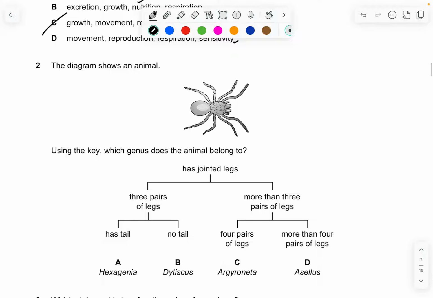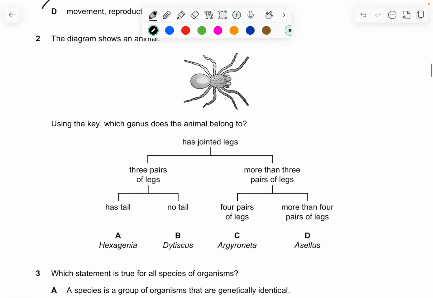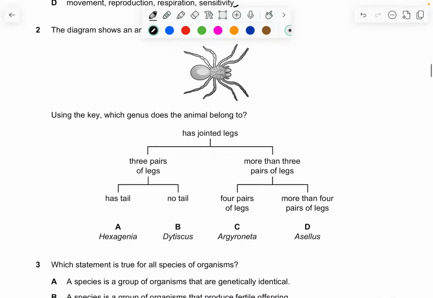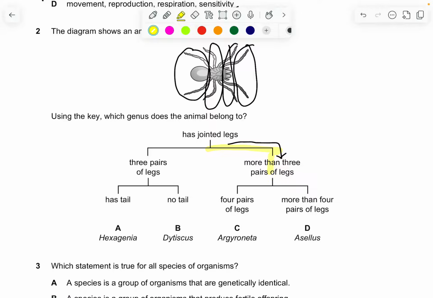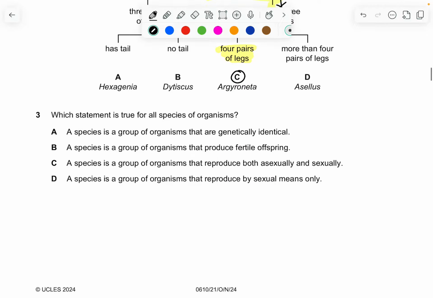Question 2. The diagram shows an animal using the dichotomous key. Which genus does the animal belong to? So we have to analyze based on this. First, has jointed legs. Yes, jointed legs. But how many of them? There are more than 3 pairs, because there's 1, 2, 3, and 4. So we come to here. Let me just highlight. There are 4 pairs of legs here, so the answer is C. It's a very straightforward question.